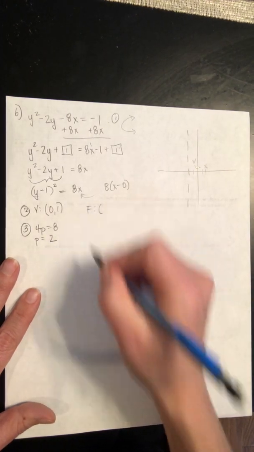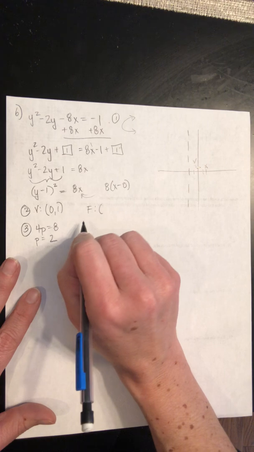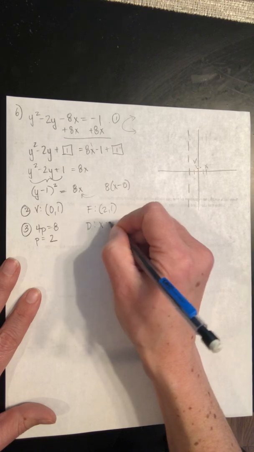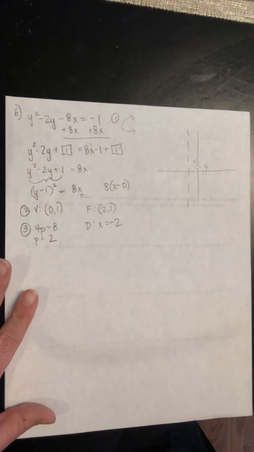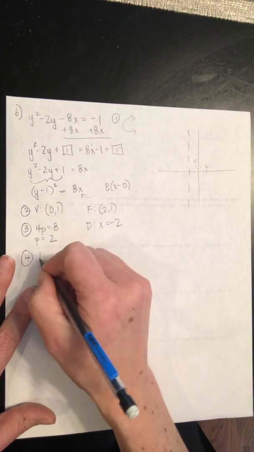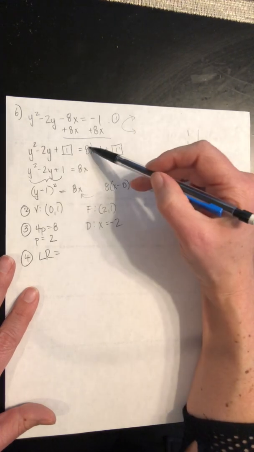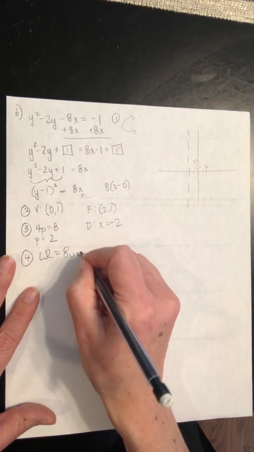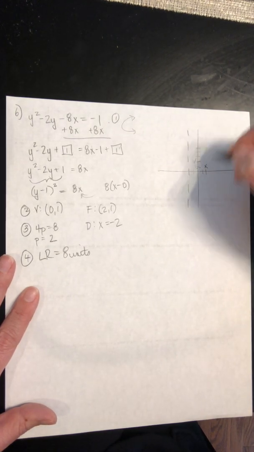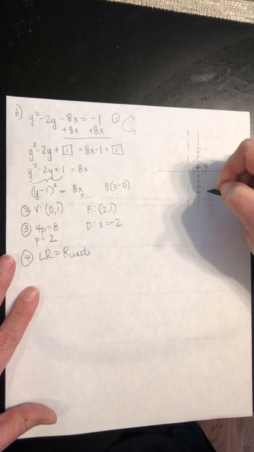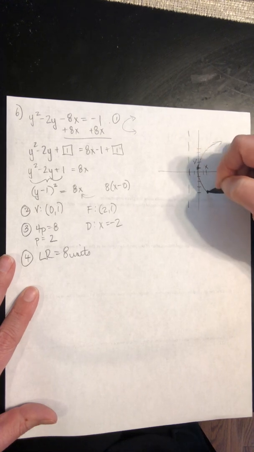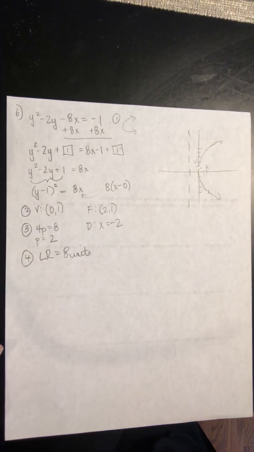So focus is going to be 2, 1. And my directrix is going to be x equals -2. And then to find the other 2 points, my latus rectum, so my fourth step here, is going to be 8 units. Okay, so I'm going to count 1, 2, 3, 4 up, and then 1, 2, 3, 4 down. And then my parabola is going to be the correct width here in my sketch. And there you go, okay?